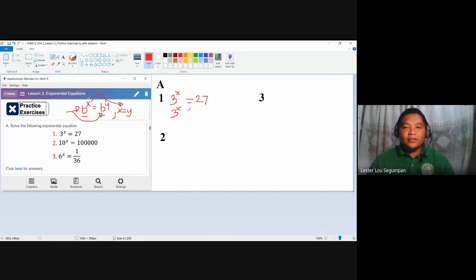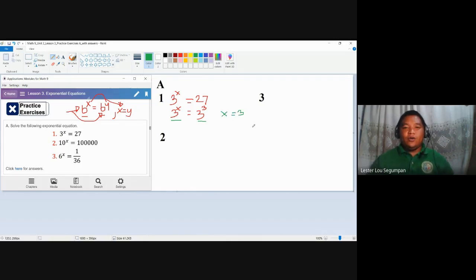Okay, so let us use that for 27. We know that 27 is 3 cubed. In this case, we have already the same bases. So we have the same base. We can just simply equate the exponent. So we have here x is equal to 3.